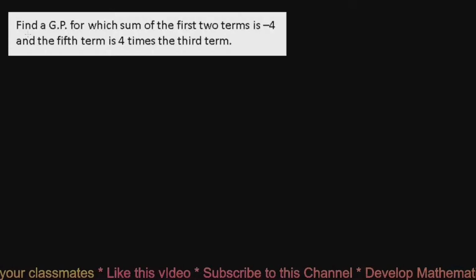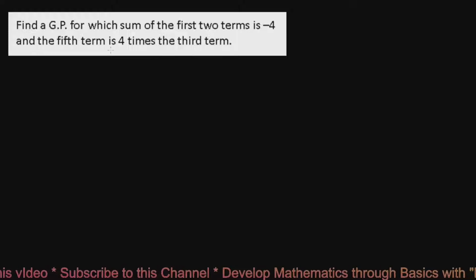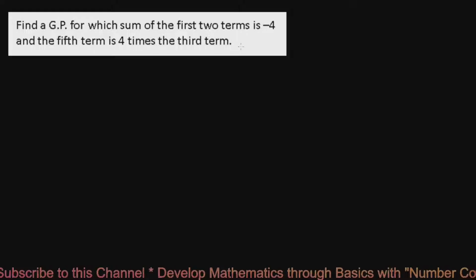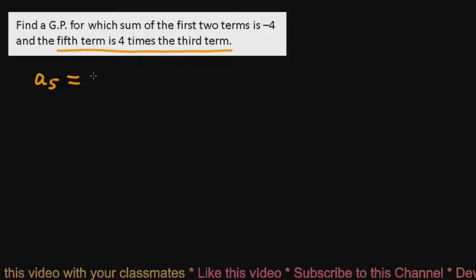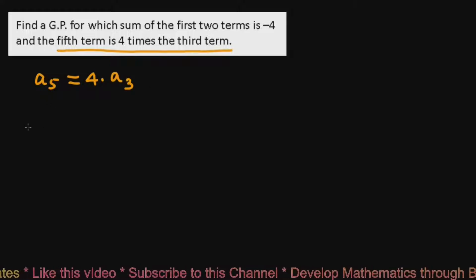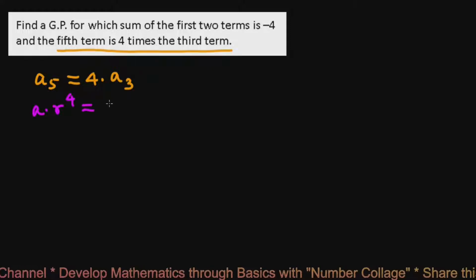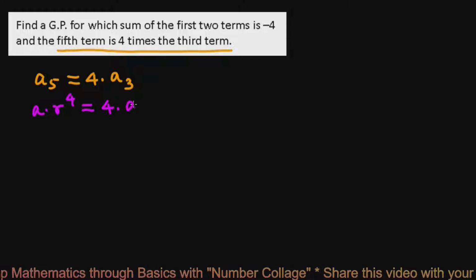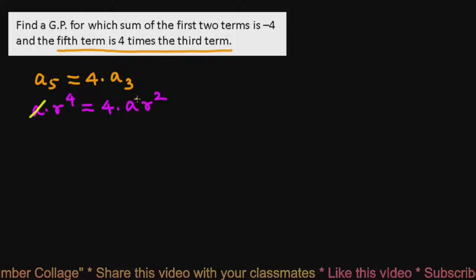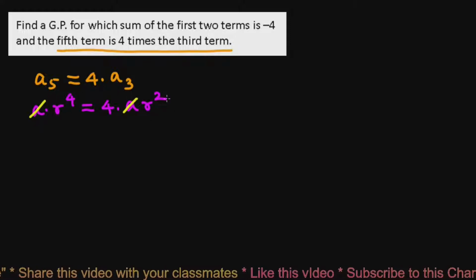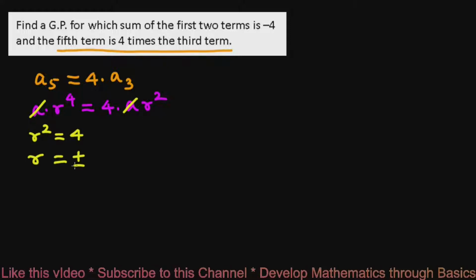Next problem is find a GP for which the sum of the first two terms is minus 4 and the fifth term is 4 times the third term. Fifth term is 4 times the third term. This we write as a5 equals 4 times a3. We write a5 as a into r power 5 minus 1, that is 4, equals 4 times, for a3 we write a r power 3 minus 1, that is r square. Now this a cancels from both sides, and r power 4 upon r square will be r square, and that is 4. So we get r equals plus minus 2.